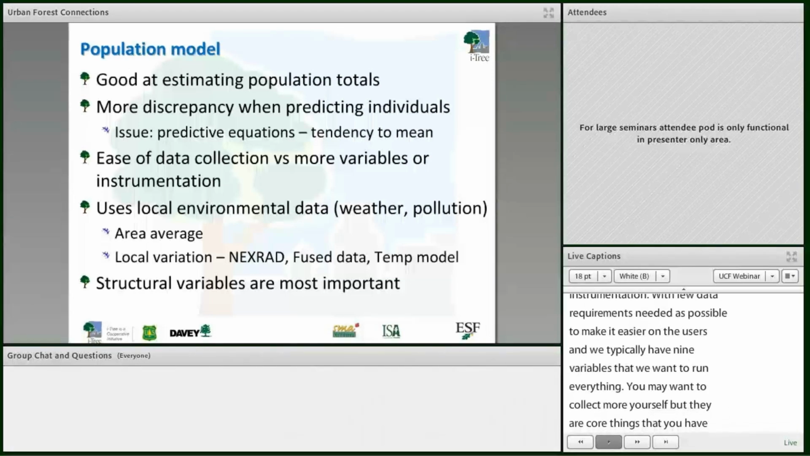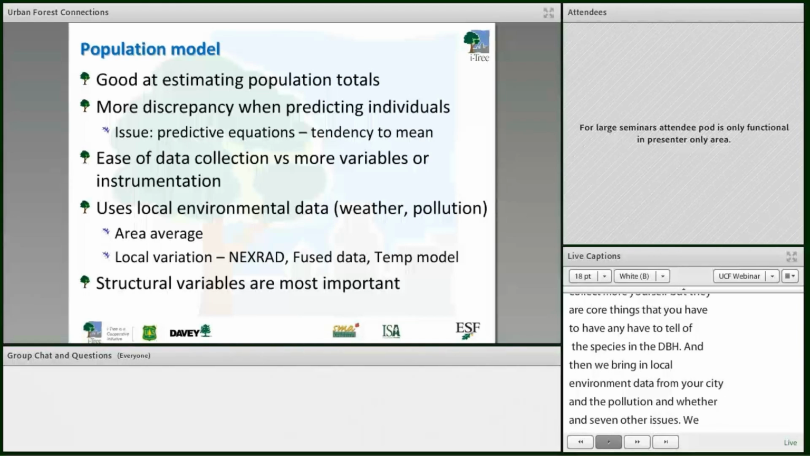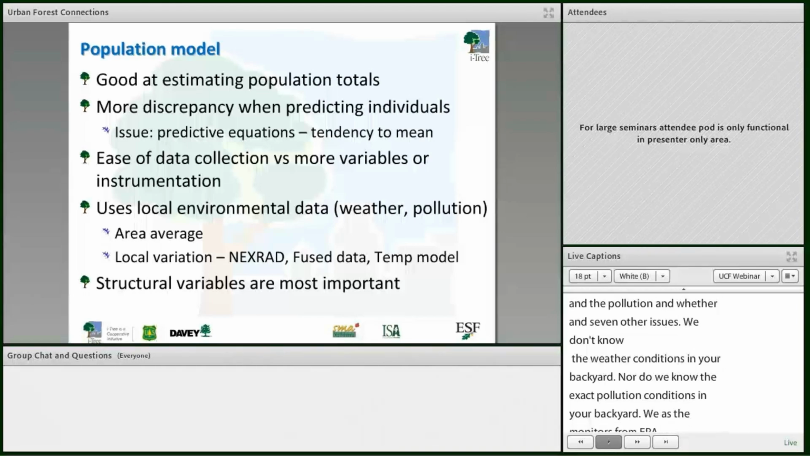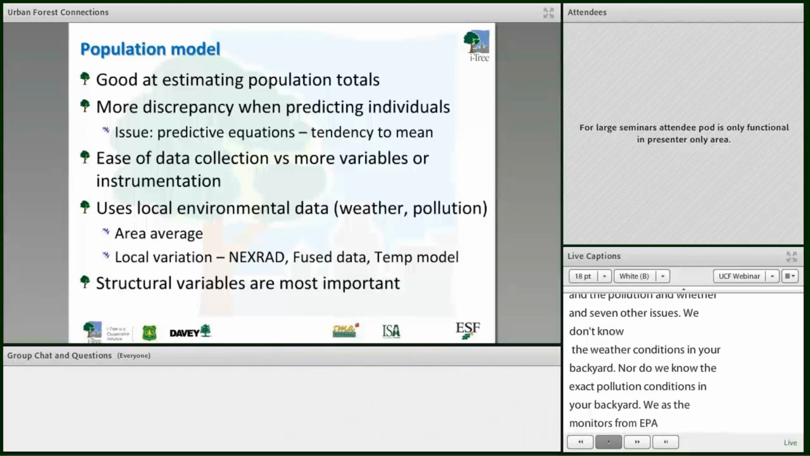Then we bring in local environmental data from your city, the pollution and weather, and this has another issue. We don't know the weather conditions in your backyard, nor do we know the exact pollution conditions in your backyard. We use the monitors from the EPA and the monitors from the Weather Service and take the average of the monitor data for the region. So that means if the average temperature in your city is 72 degrees, everybody gets 72 degrees. So the model is back again to the population average.